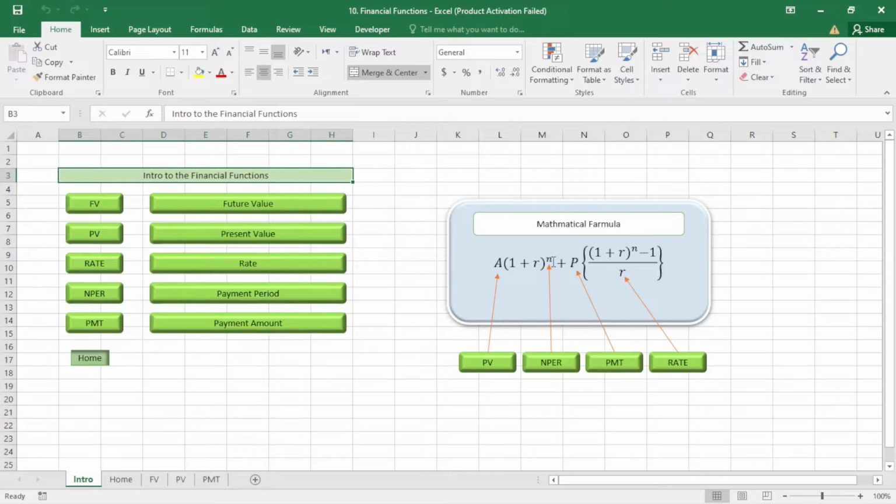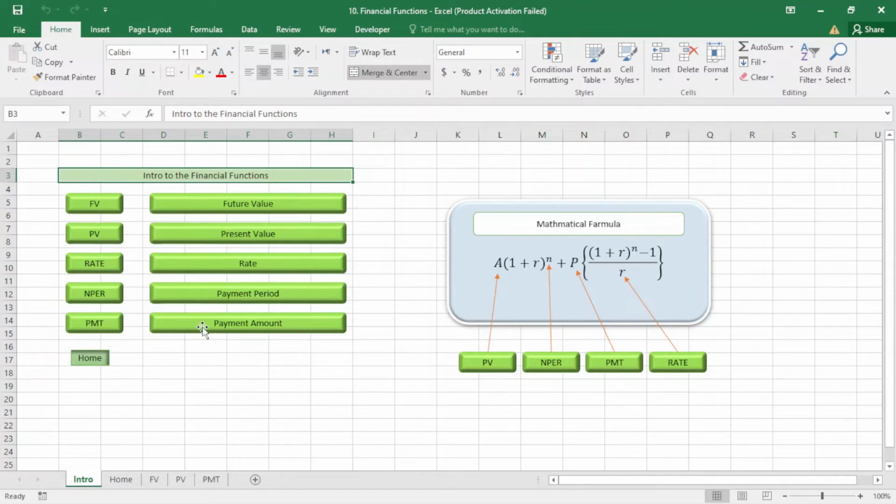N for payment period, and this one for payment amount, P, and R for rate. So it's very complicated, and Excel makes our work way easier. So here you can see FV future value, PV present value, rate, NPER payment period, and PMT payment amount.